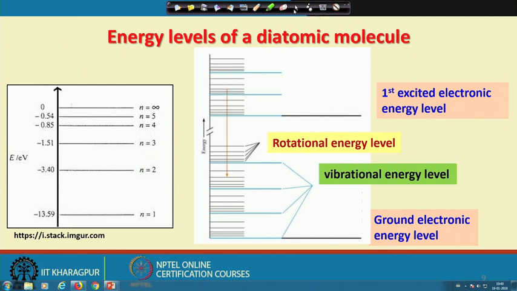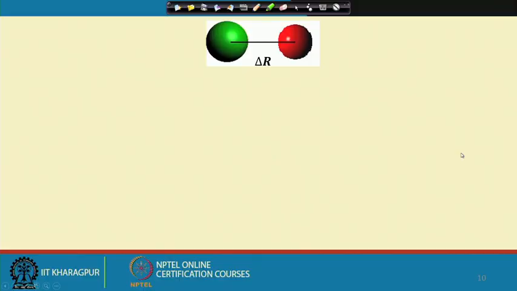Okay. So, let us next try and see if we can understand some of the interesting results from the solution of the Schrodinger equation in quantum mechanics for a diatomic molecule, as well as from spectroscopy. So, this is what I will start with. This is once again the same diatomic molecule that I am talking about. It is a heteronuclear diatomic molecule, and let us say the internuclear separation between these two atoms is delta R in the molecule.